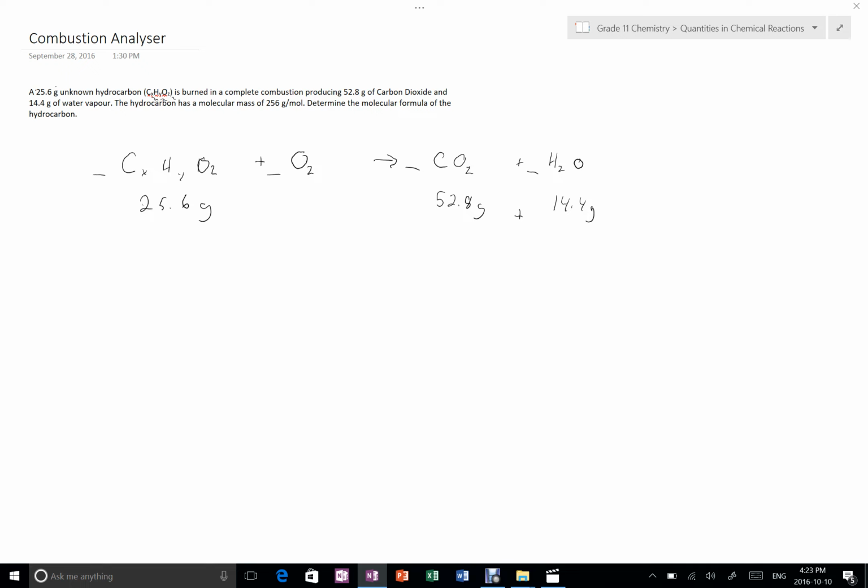So let's figure out how much. 52.8 plus 14.4 tells us that the total mass of our products was 67.2 grams. Now if 25.6 grams of that came from the unknown hydrocarbon, that means 41.6 grams of that product mass must have come from the oxygen. Okay, now we know the mass of everybody involved in the chemical reaction.